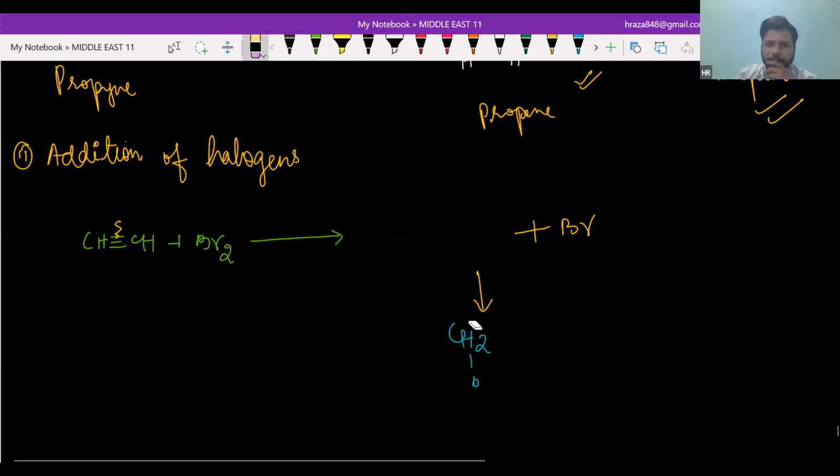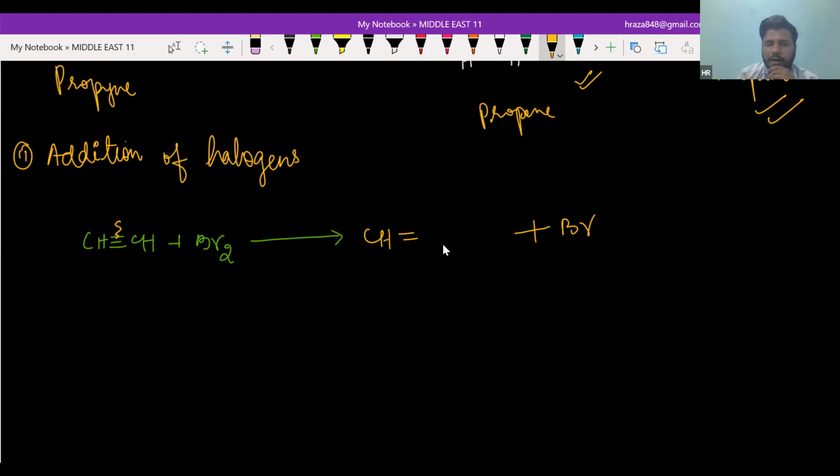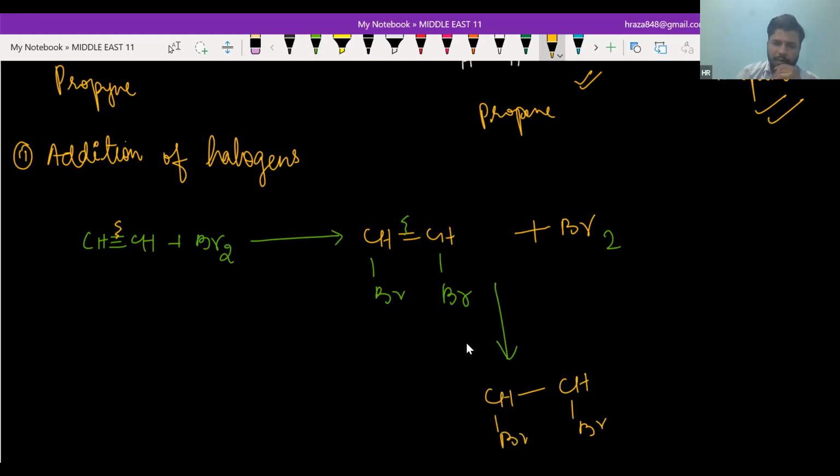Just see, I made a mistake. One of the bond will be broken. So it will be CH double bond CH. And what we need to add is this Br. One of the Br will go to this and one of the Br will go to this. Again, we will add Br2 in this and one of the bond will again be broken and it will be CH single bond CH. Already there were two bromine on each carbon. And now again, bromine will be here. So you just have to break the bond, and you have to add the hydrogen or halogen according to the question across the multiple bond.